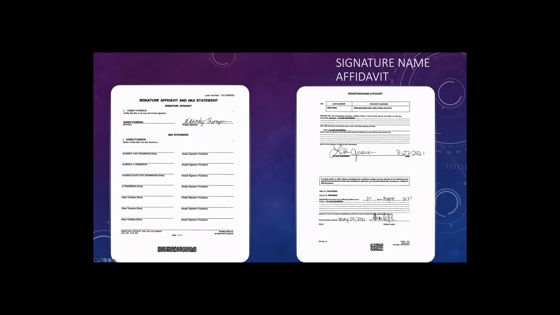So Cassidy has signed for the signature portion, but not the AKA portion. And so she would need to go through and verify if those additional variations are in fact name versions that she recognizes. And if so, she would need to print and sign that signature variation. And if it's not, then she would need to indicate never known as.